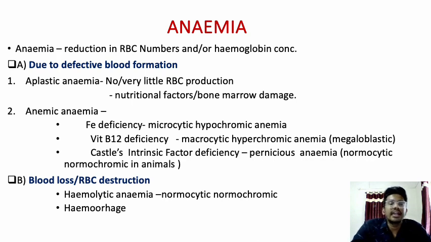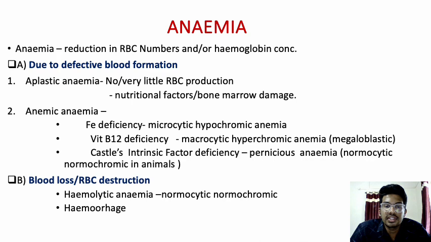So let's see what anemia is. This is a very brief description of anemia. Anemia is basically the reduction in the RBC numbers and/or the hemoglobin concentration. Either the RBC number will decrease or the hemoglobin concentration will decrease, or both of them together can decrease. This is the classification of anemia.